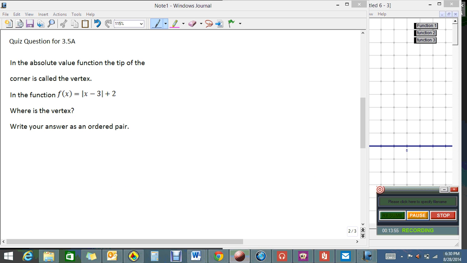Okay, here's your quiz question for 3.5a. In the absolute value function, the tip or the corner is called the vertex. I already mentioned that, right? So here's a function. The parent function is an absolute value, right? You should be able to see that from this function. So what I want you to tell me is, where is the vertex? I want you to write your answer as an ordered pair. That means, with parentheses and a comma between the x and the y. Okay. Put that into Canvas in the quiz.